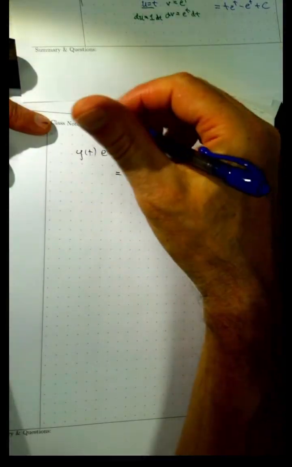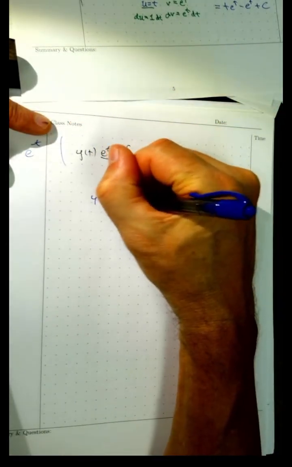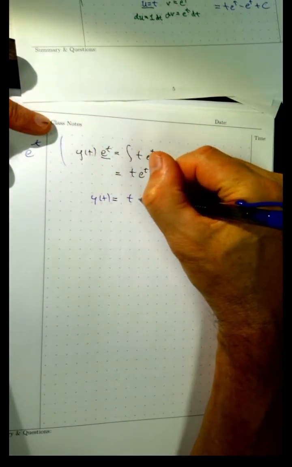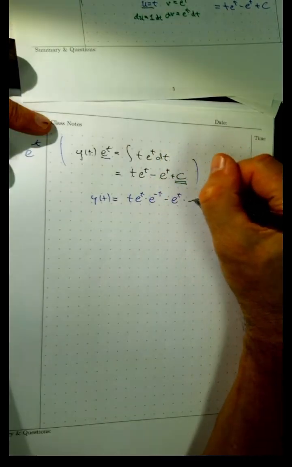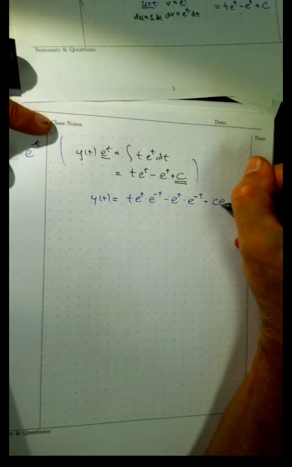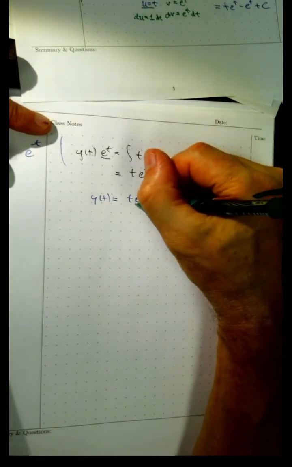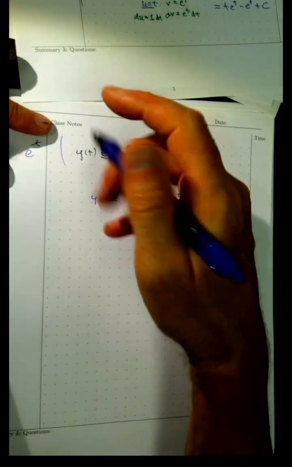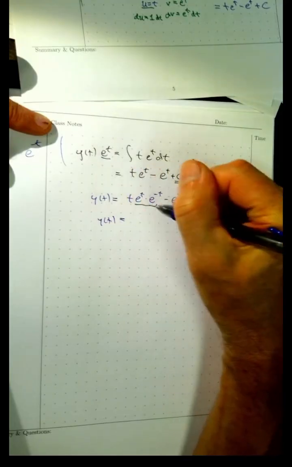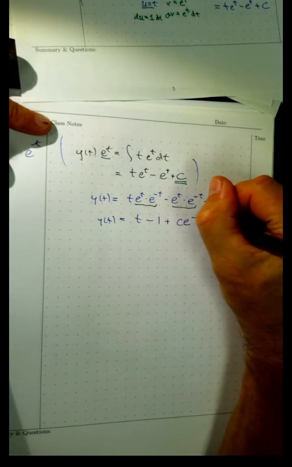Now I'm going to multiply both sides by e to the minus t, because I want to get rid of this. I want to isolate y of t. So this becomes t e to the t times e to the minus t minus e to the t times e to the minus t plus c e to the minus t. That's just 1. That's just 1. So I get that y of t is t minus 1 plus c e to the minus t.